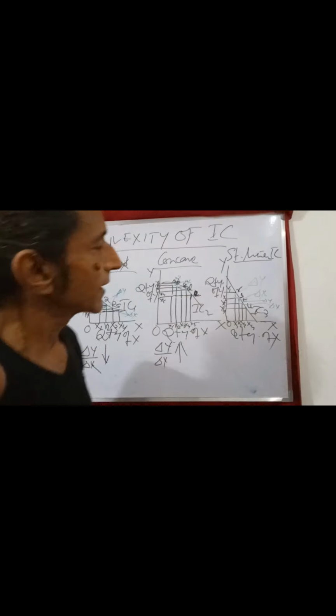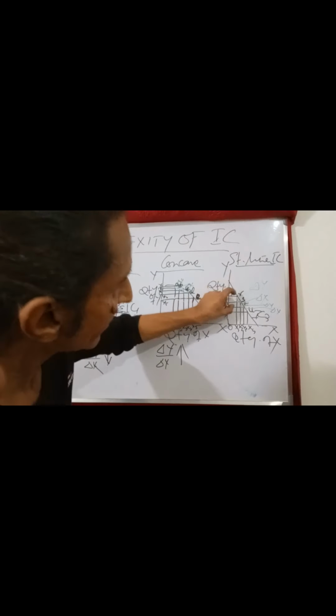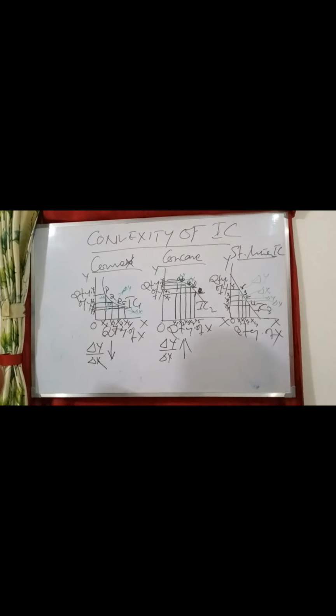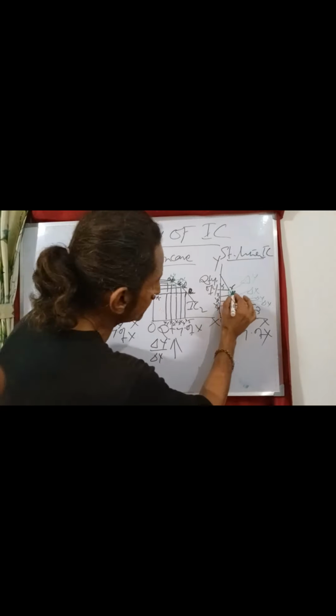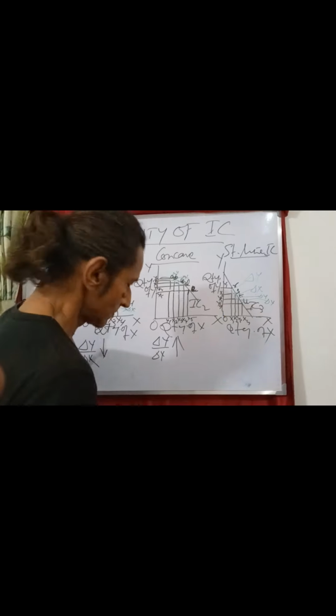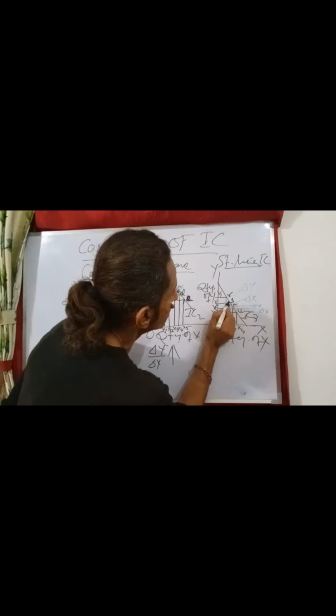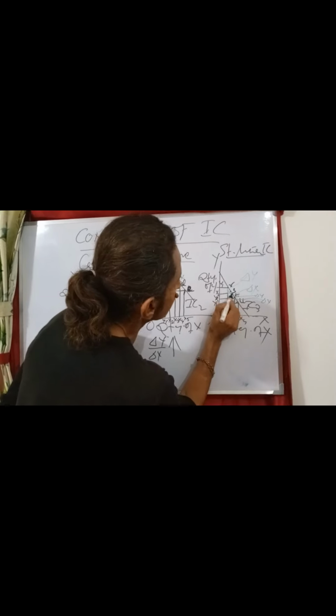So you can see here delta Y by delta X remains the same. Why? If we take these three individual triangles, from the law of geometry, we know these angles are the same because these are corresponding angles.